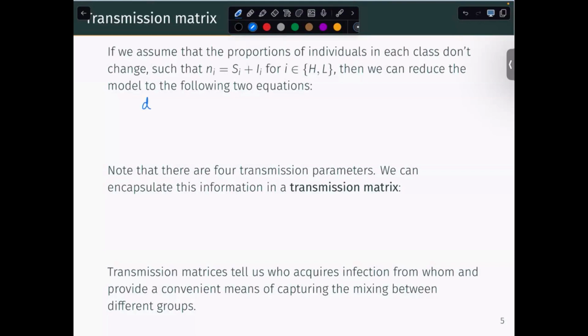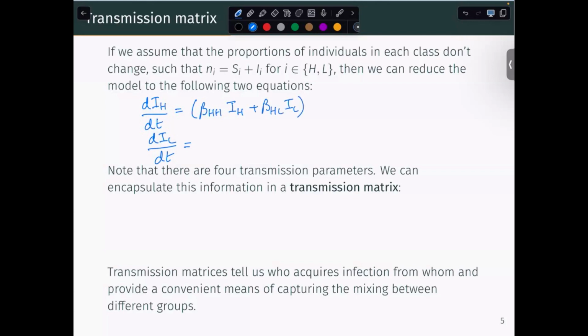And I'm going to stick with my equations for the infected classes, just because we're going to be working towards our basic reproduction number. Okay, so what does this look like? Well, we have our infection terms. For IH, we can have beta HH times IH plus beta HL times IL.